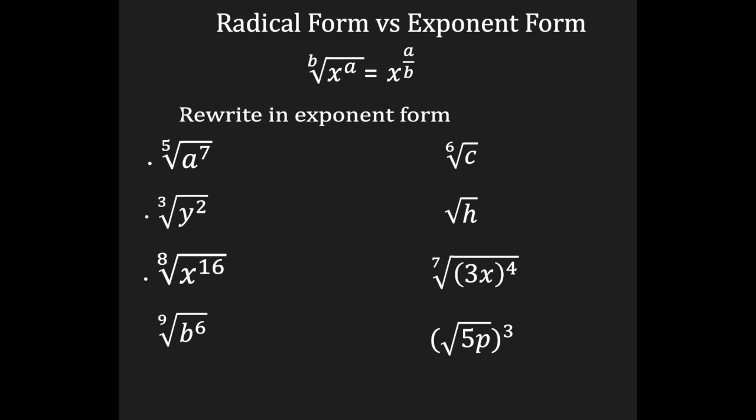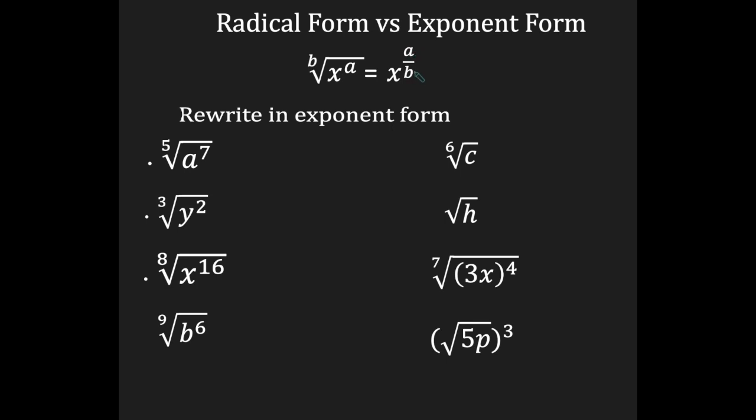Today we're going to be looking at radical form versus exponent form. When I talk about radical form, notice I have a root symbol, which we call our radical, and I have my base of x. The x has a power a, and notice where my root is, right here. If I write that in exponent form, the x is our base and a over b, which is a fraction, is our power.